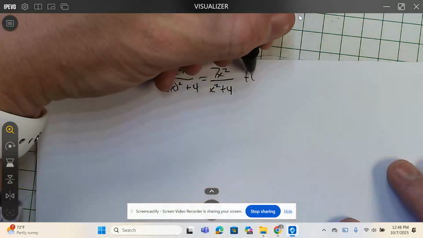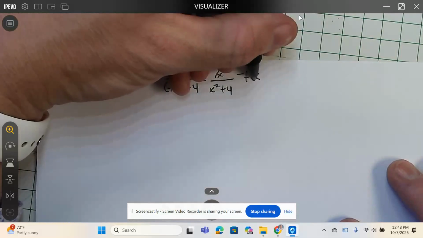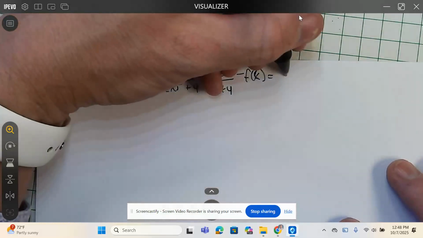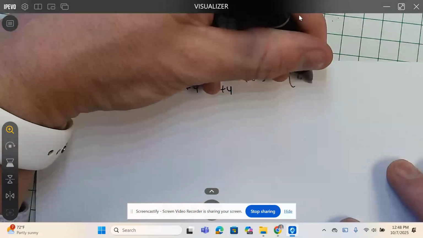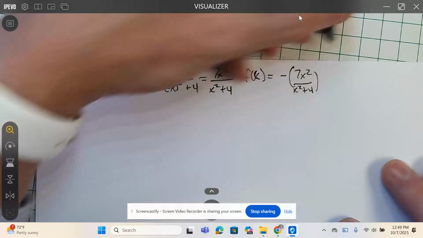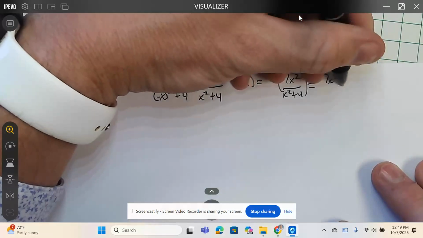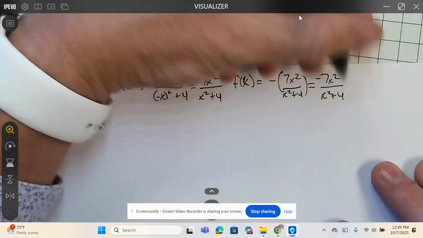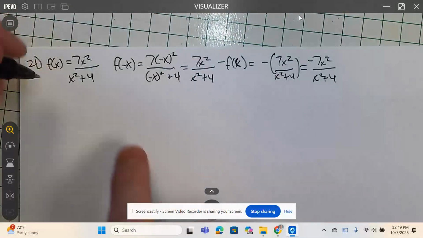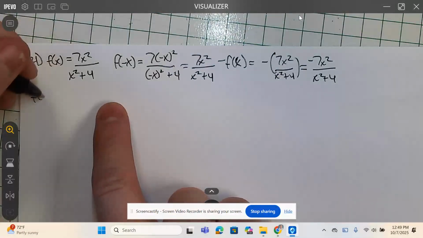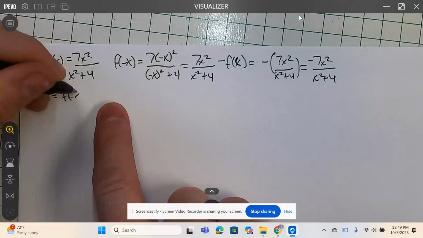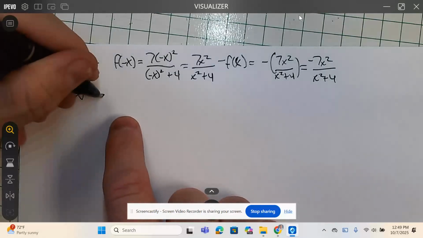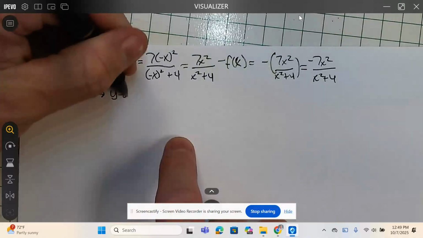Now I'll write this, you don't have to write this down, but I'll prove to you about the other one. Negative 7x squared divided by x squared plus 4. So on this one, f of x equals f of negative x. So if that's true, you have y-axis symmetry.